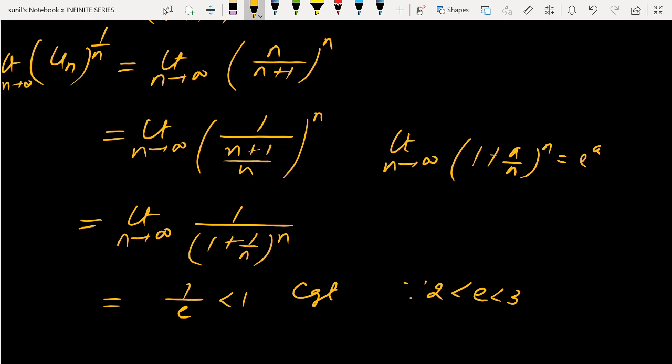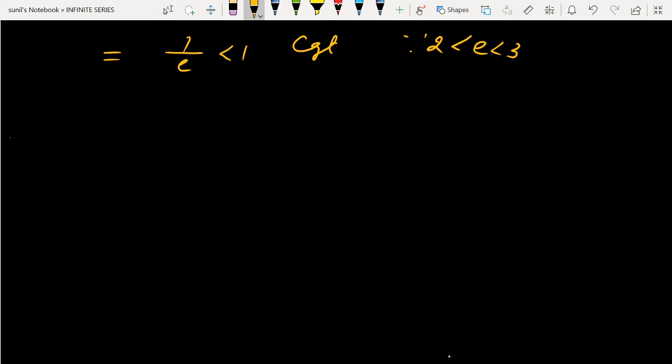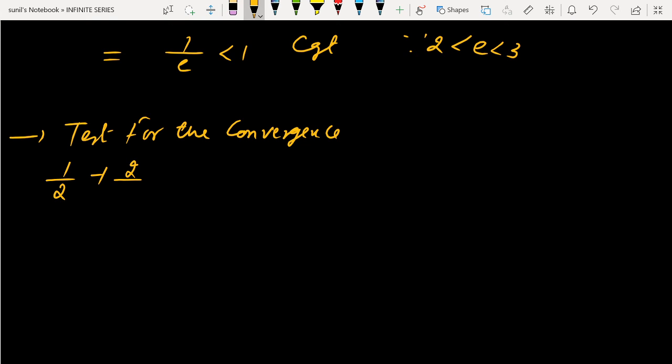Now let us discuss one more problem on Cauchy's root test. Try to understand what exactly the problem is. The question is, test for the convergence of the series: 1 by 2 plus 2 by 3 of x plus 3 by 4 square of x square plus 4 by 5 cube of x cube, and so on.